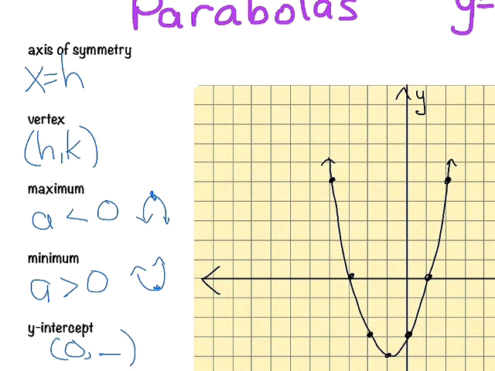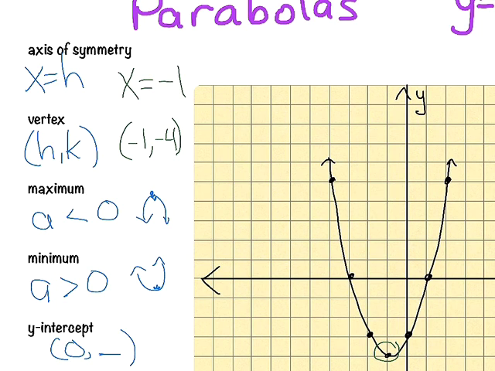All right. If we were to look at this particular graph, we should be able to identify all of these things. Looking at this graph, I'm going to go to green. If I wanted my axis of symmetry, what I should be able to notice is right here is my vertex. That vertex has an ordered pair point of -1, -4, which means my axis of symmetry is x equals -1.